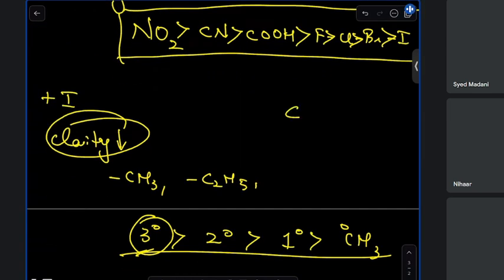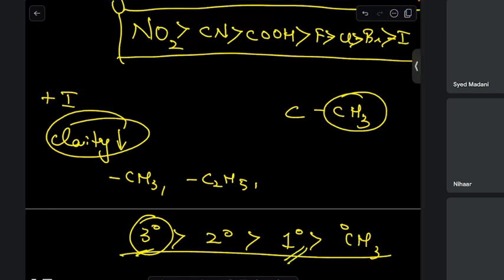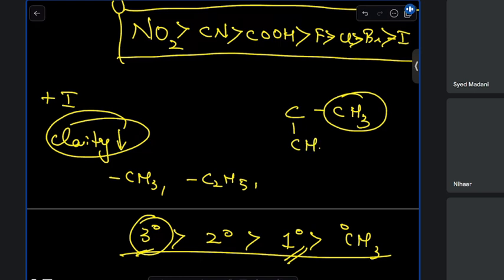If one carbon is attached to one alkyl group, you know this alkyl, no? How many alkyl groups does the C have? One. Correct. So it will be called primary. If the same carbon has two, it will be called secondary. If the same carbon has three, it will be tertiary.